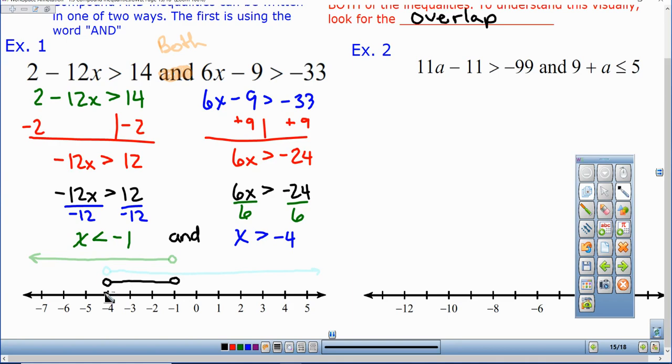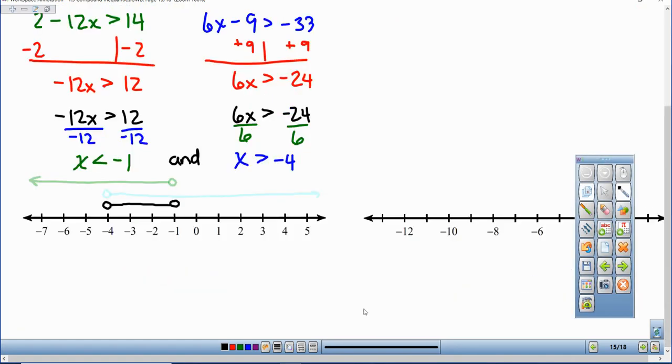Neither of those numbers are included, -4 or -1. And you're saying then, we're going to rewrite this in a different way. Just like it was on that first example, they didn't have the word and in there. We're going to write this as -4, which is less than my x values, which those x values are less than -1. So what two things does it say?